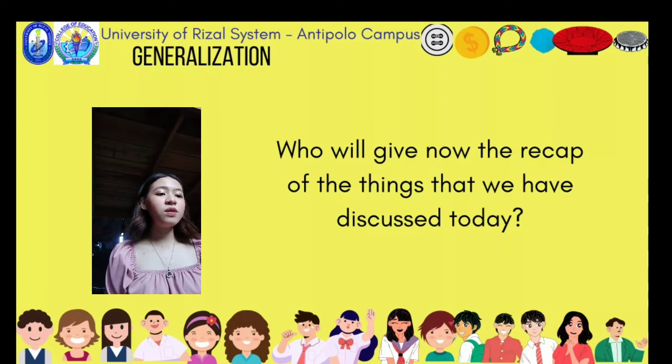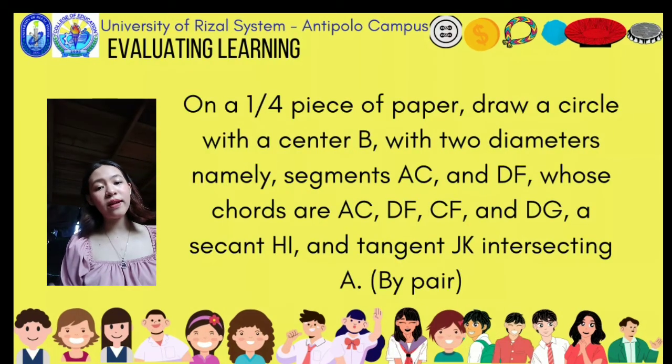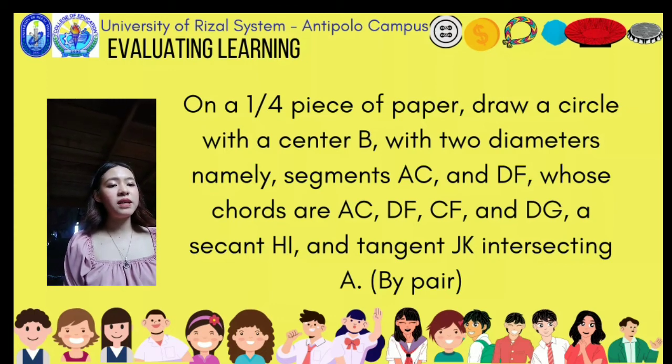So, you already know the parts of the circle, terms related to a circle. So, let us have a test. Can you please get one piece of paper? Ayan. Draw a circle with a center B with two diameters, namely segments AC and DF, whose chords are AC, DF, CF, and DG, a secant HI, and tangent JK intersecting A.